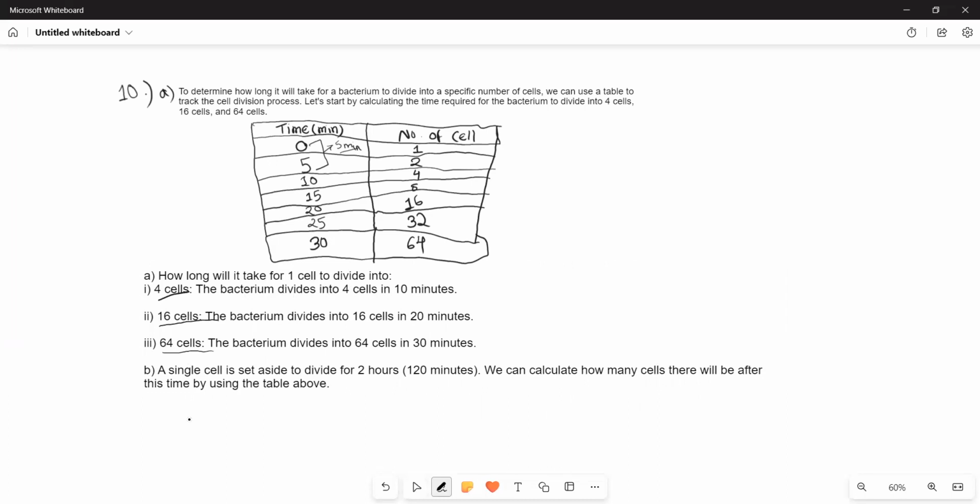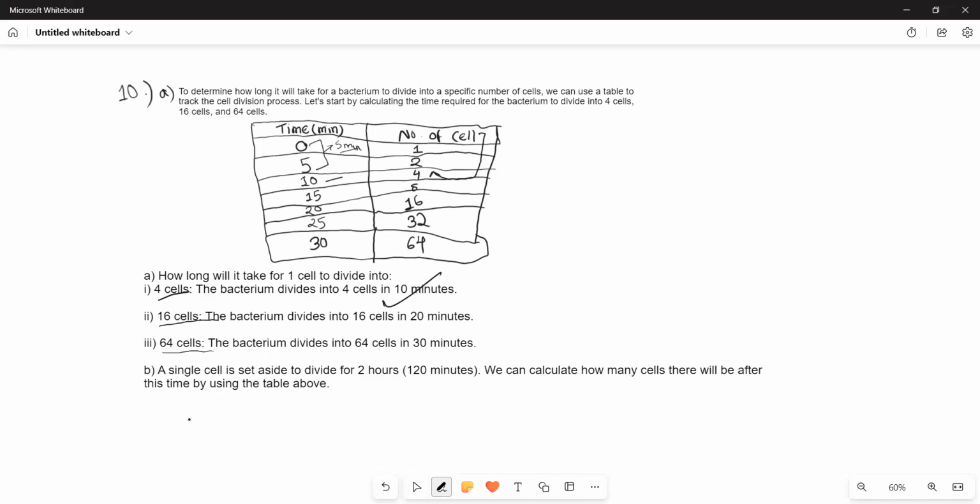So, the bacterium divides into 4 cells in how many minutes? 4 cells, number of cells, the time it took here? It's 10 minutes, right? So the bacterium divides into 4 cells in 10 minutes. You get it? Okay. Now it's done for 16 cells.